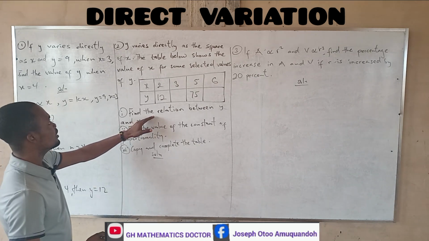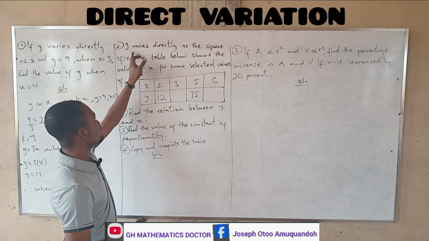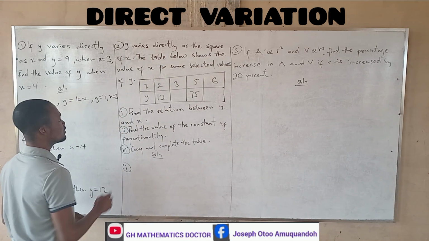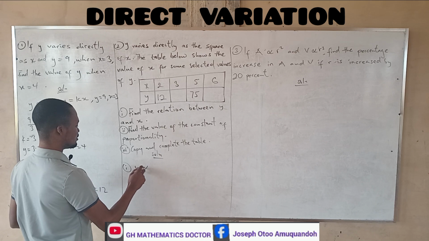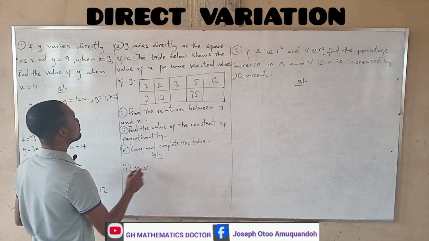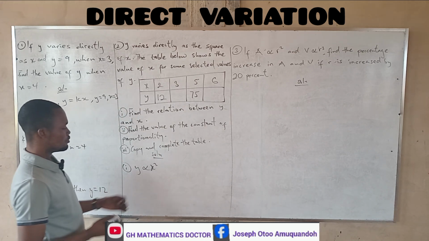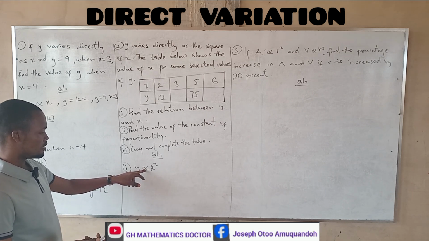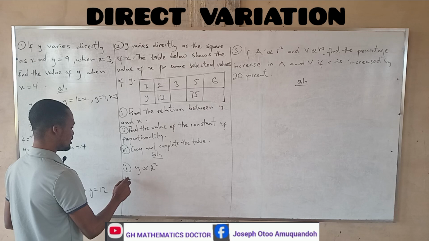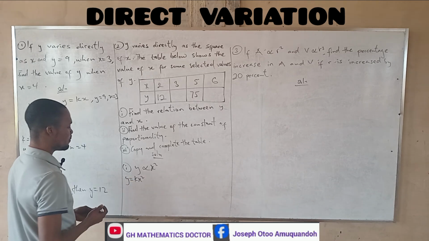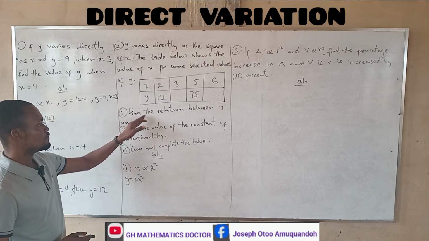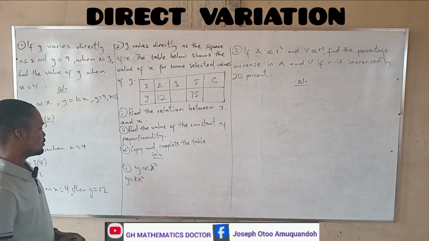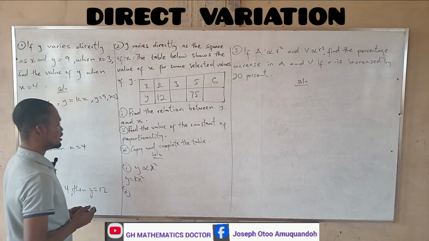So first of all, it is direct variation. y varies directly as the square of x. That's what you need to write. So the answer will be y varies directly as the square of x. And we need to change the proportionality sign here to k, and that will give us y equal to kx squared. At this time, they said we should just find the relation, and this is the relation. We use this to answer the second question.